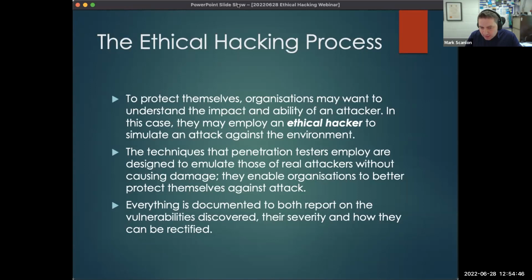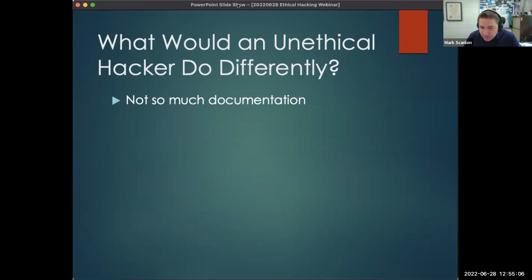The only real difference is that an ethical hacker will document the process. They will assess the severity of those vulnerabilities and exactly what that means. So if we're able to gain access to this system, what can we then do? What data can we gain access to? So really, the ethical hacking process is not much different to an unethical hacker. The only thing that they do differently is they don't document their process, right?